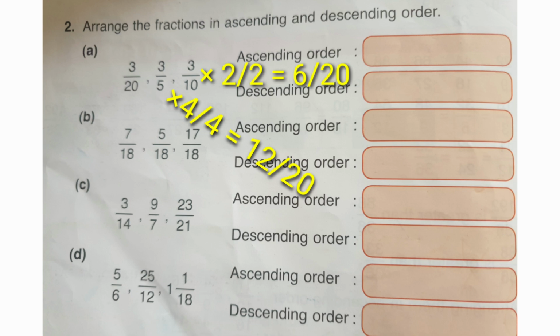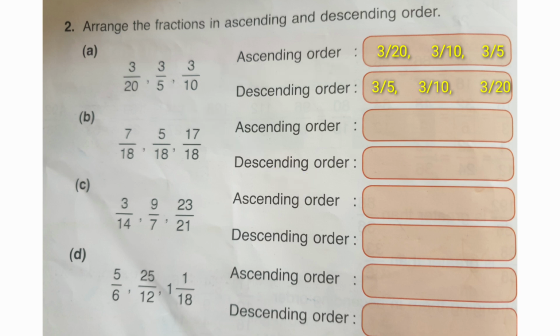The answers are: ascending order, 3/20, 3/10, and 3/5. Descending order: 3/5, 3/10, and 3/20. If you remember, these fractions have the same numerators. If they have the same numerators, look at their denominators. The greater denominator is always the smaller fraction. There is no need to equalize the denominators or make them similar fractions if you know the concept.